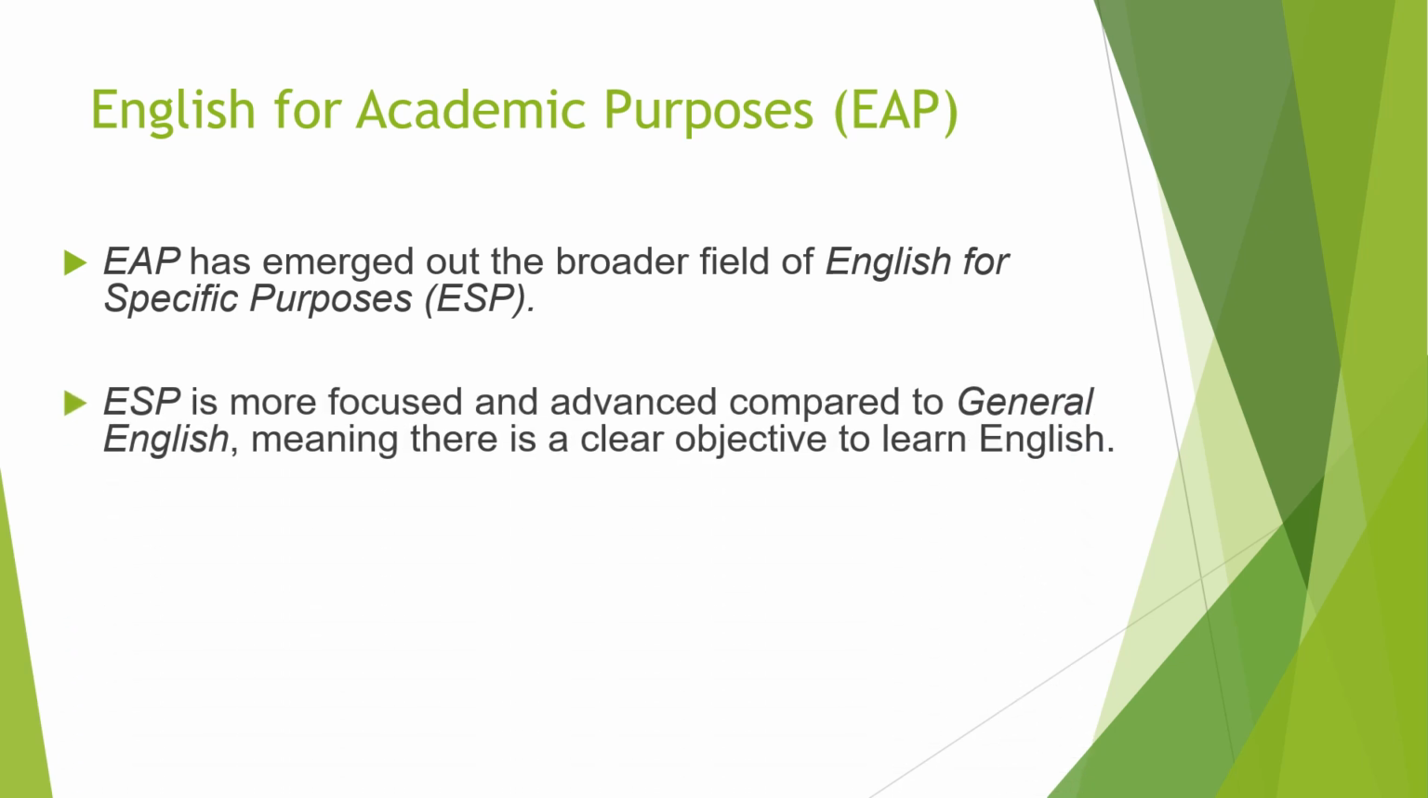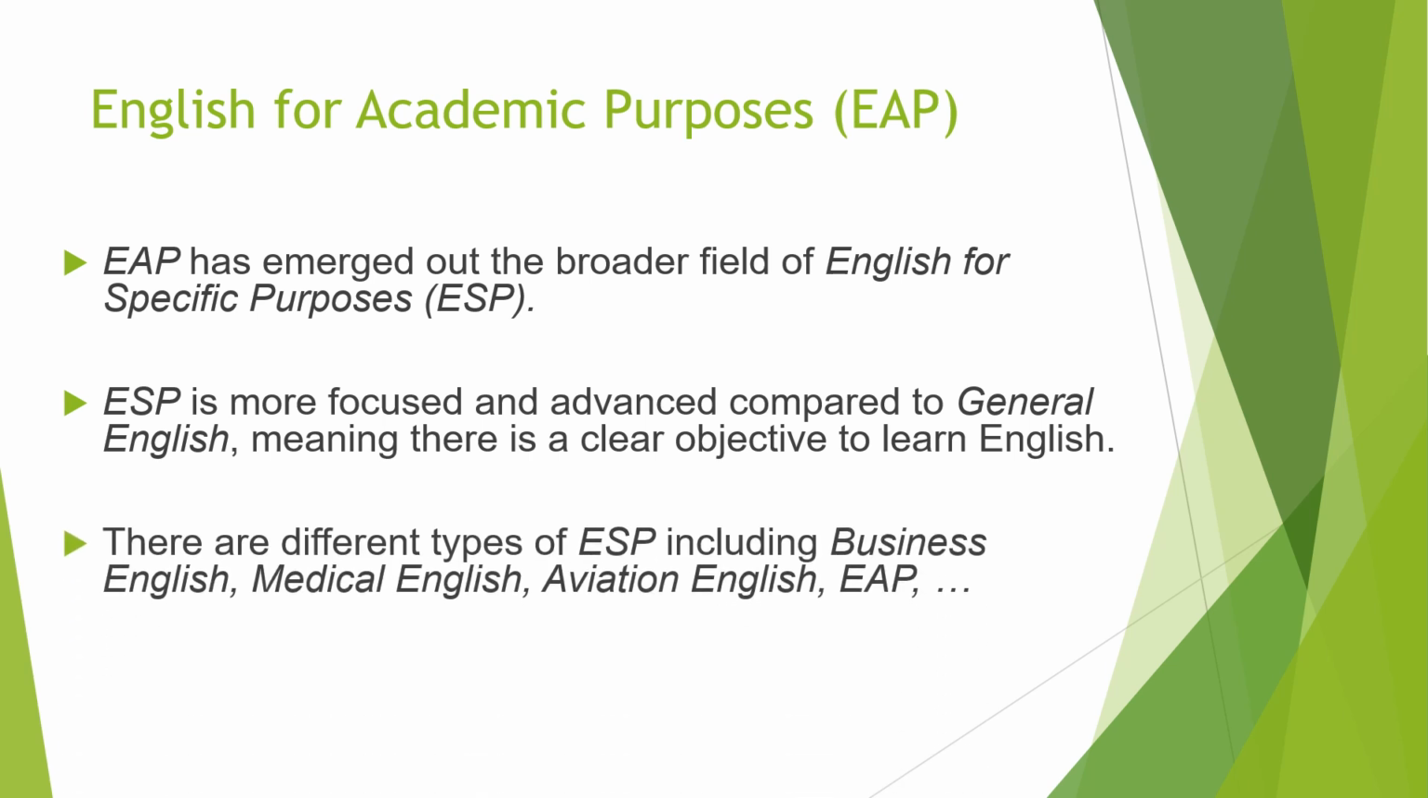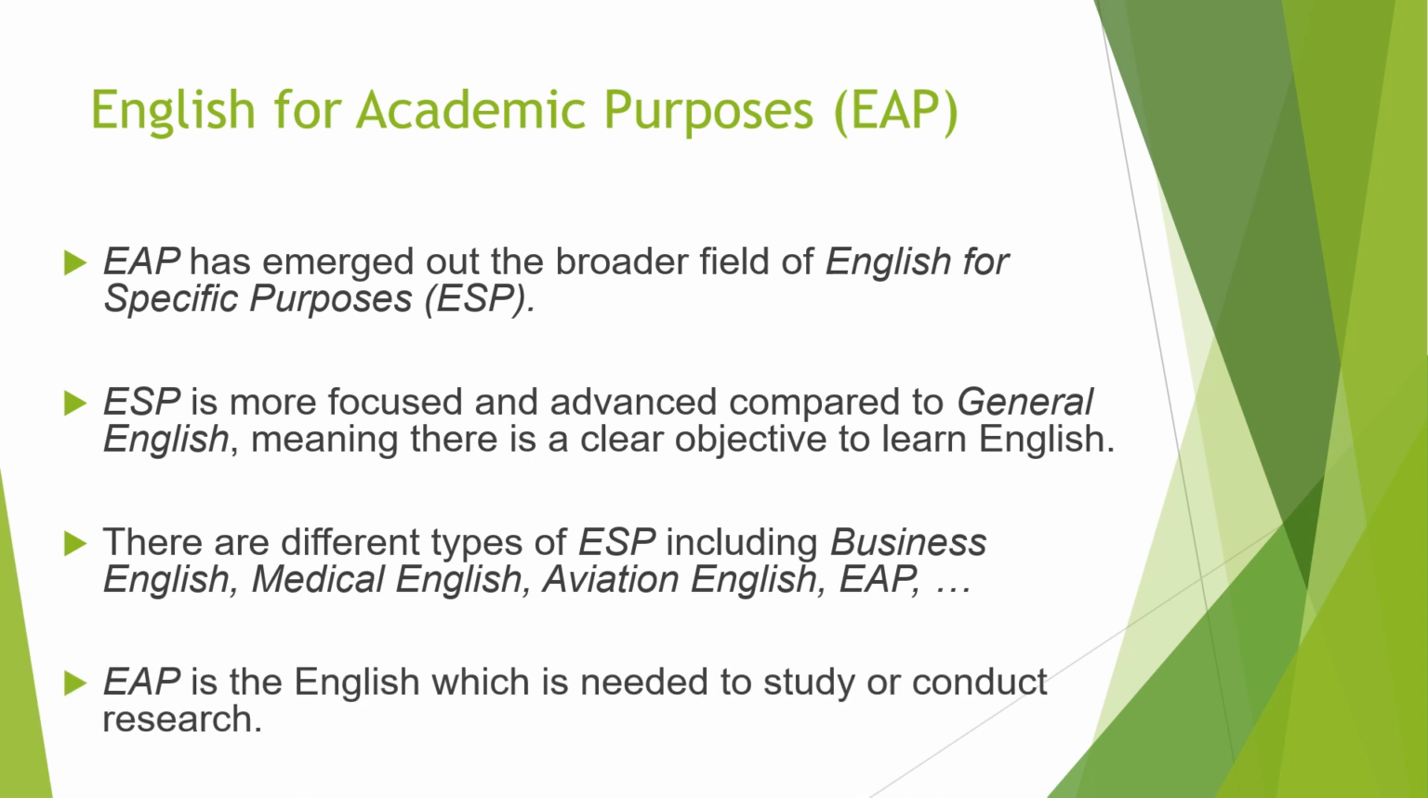ESP is more focused and advanced compared to General English, meaning there is a clear objective to learn English here. But you use General English for everyday use, not for specific purposes. There are different types of ESP, including Business English, Medical English, Aviation English, and EAP. As you know, EAP is the English which is needed to study or conduct research.